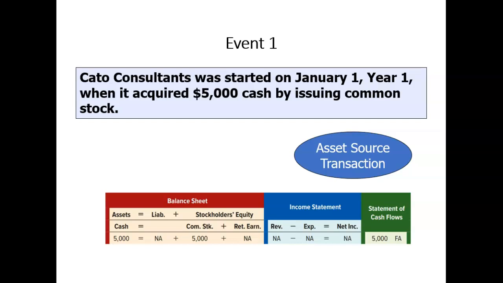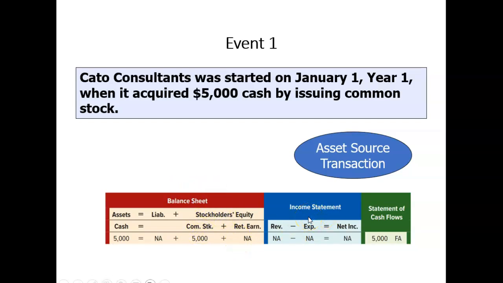We're going to go through a series of transactions for a company. We have Cato Consultants, started on the 1st of January when it acquired 5,000 cash by issuing common stock. We're going to use the accounting equation to record this transaction. Remember that assets equal liabilities plus stockholders' equity. So your cash account would increase by 5,000. That's an asset. Common stock also increased by 5,000, which falls under stockholders' equity.